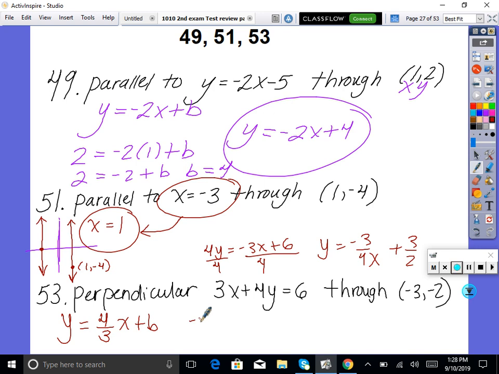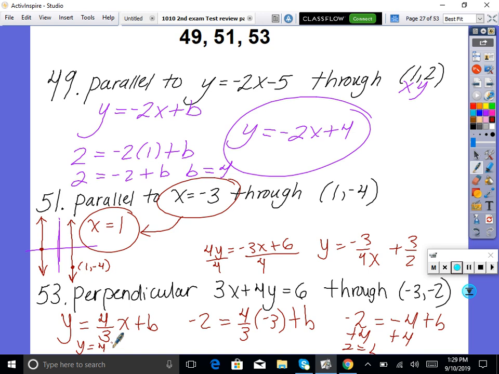So it'll be negative 2 equals xy. So negative 2 equals 4/3 times negative 3 plus b. So then think about it, we have negative 2 is equal to 4 times negative 3 is negative 12, divided by 3 is negative 4 plus b. So then add 4. So 2 equals b. So our final answer would be y is equal to 4/3 x plus 2. Don't let fractions freak you out.